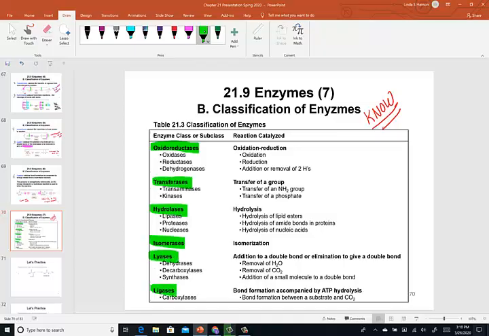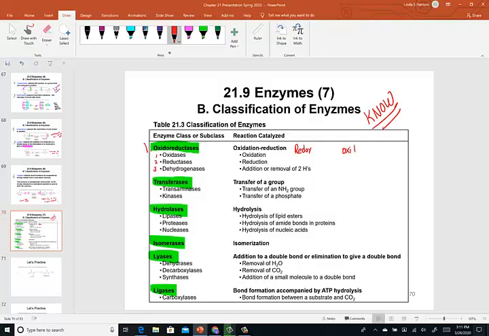We have presented them one at a time. We said the first of the 6 is an oxidoreductase. Oxidoreductase. Think redox. And underneath that, you can see that we have specific subcategories of oxidoreductases. Oxidation, reduction, and addition or removal of 2 hydrogens. Oxidation is taken care of by oxidases. Reduction happens by reductases. And dehydrogenases add or remove hydrogens.